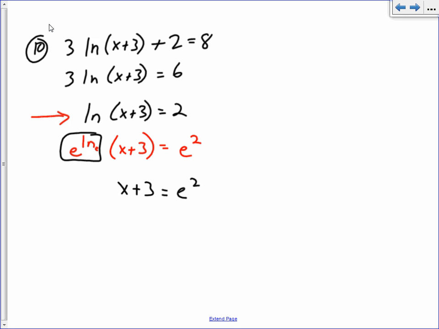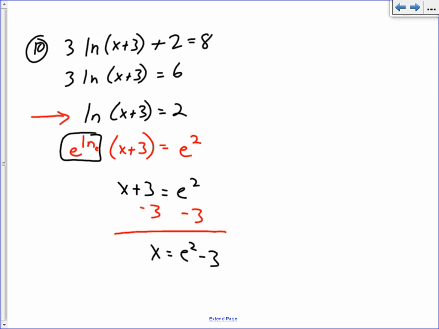Again, if you walked in the door right now and looked upon this problem, everybody would go, oh, that's pretty easy. I subtract 3 from both sides. Again, why did I choose 3? Because that's a plus 3. So I subtract 3 from both sides. When I do that, I end up with x equals e squared minus 3.